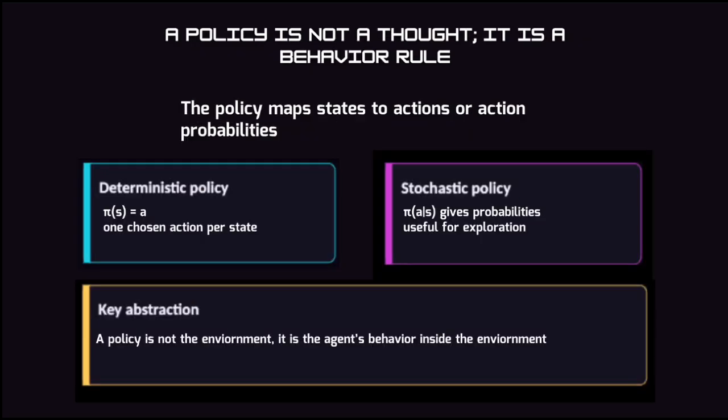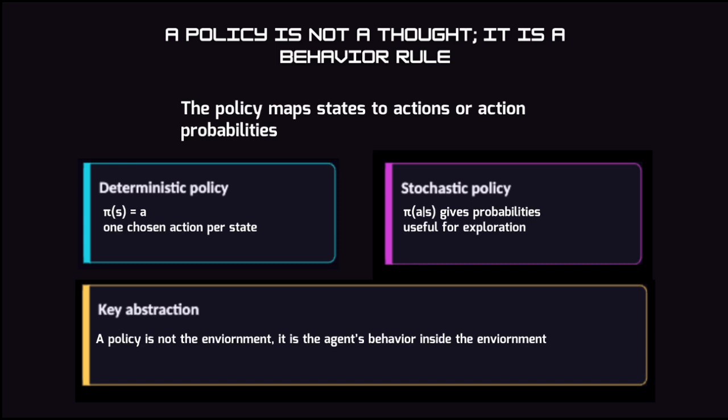The policy is the agent's behavior rule. It is not the environment, it is not the reward, it is not the value function. It is a rule the agent uses to choose directions or actions. A deterministic policy gives one chosen action for a state. If the agent is in this situation, it does this action. There's no randomness. This can be useful when the agent is confident and the environment is stable.